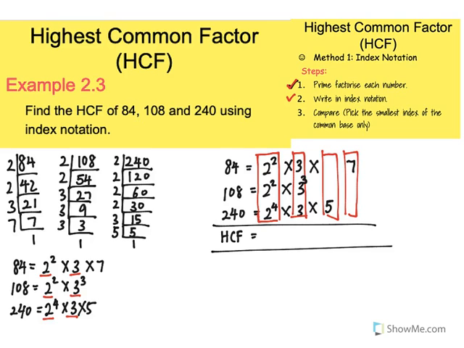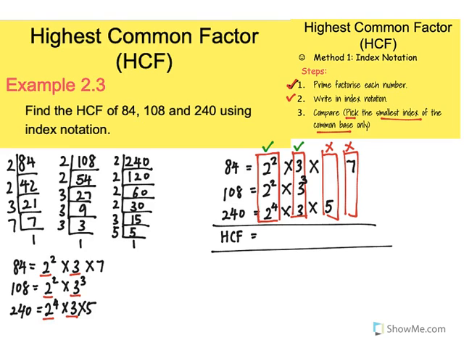Like we said, we need to pick the smallest index of a common base only. If you look at this, for base 2, all 3 numbers have it. Base 3, all 3 numbers have it. But the other 2 bases are not in all of the numbers, so we will not look at them because they don't have a common base. Going back to base 2, we pick the lowest index possible.